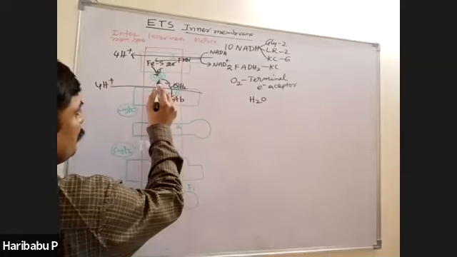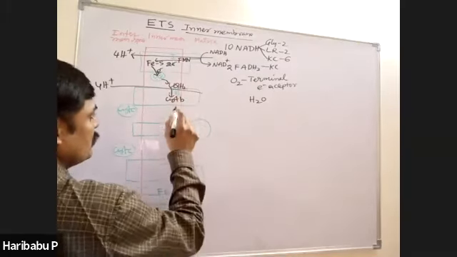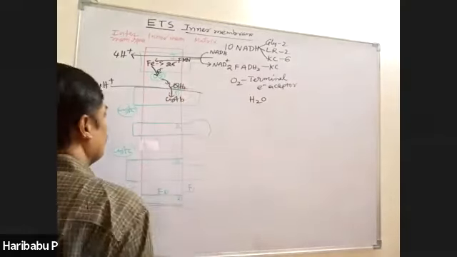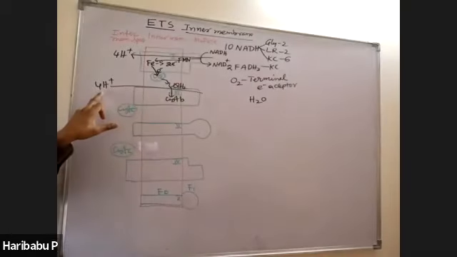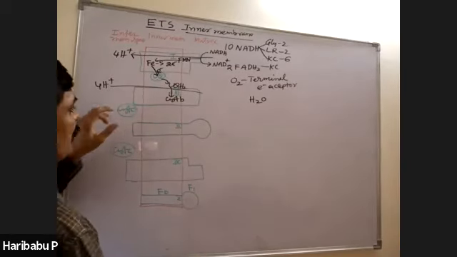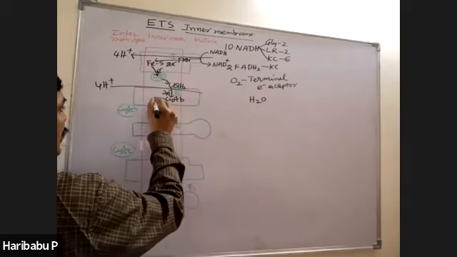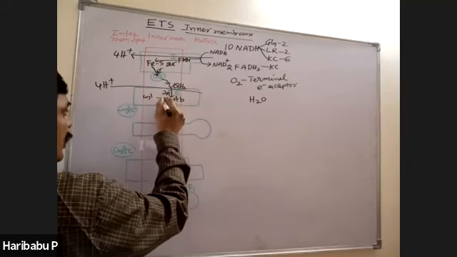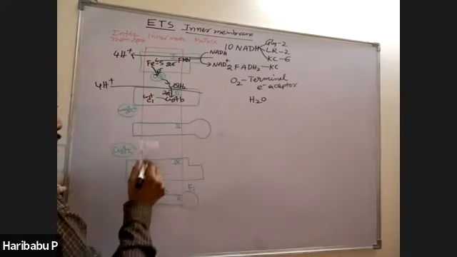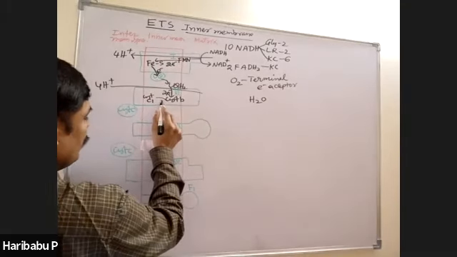Here one thing you should remember: the UQ cycle operates for 1 electron, 2 protons. That means in order to complete this cycle, 2 turns must occur. In total, 4 protons are transferred from the matrix into the intermembrane space, and 2 electrons are transferred to cytochrome B, then to the cytochrome iron sulfur protein, and then to cytochrome C1. Don't confuse it: cytochrome C1 is a part of the third complex.